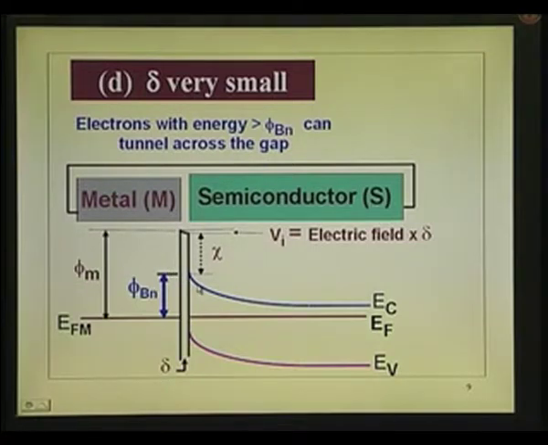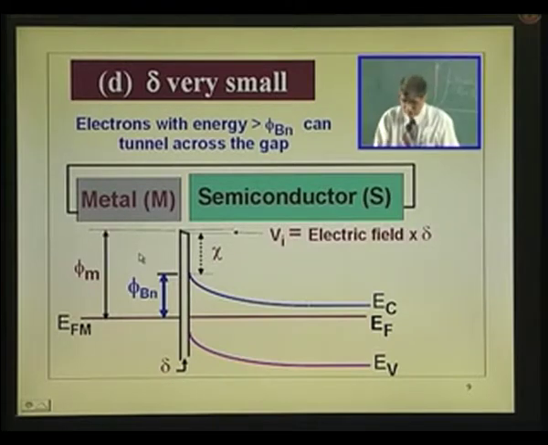Now, what we are talking of is not even that layer present. Electrons with energy greater than this phi Bn can cross this way or that way. At thermal equilibrium, of course, there will not be any net current flow, because what crosses from this side to that side will balance each other.